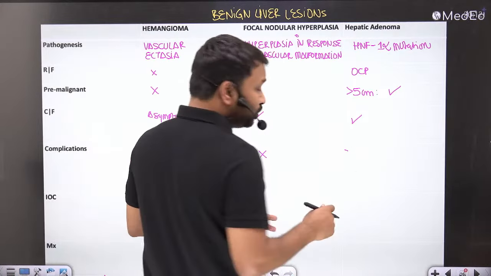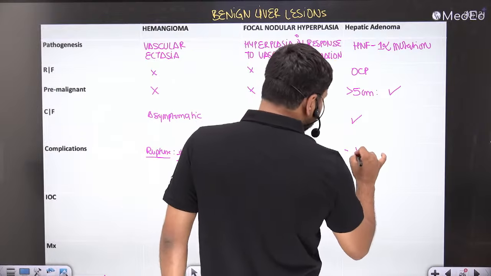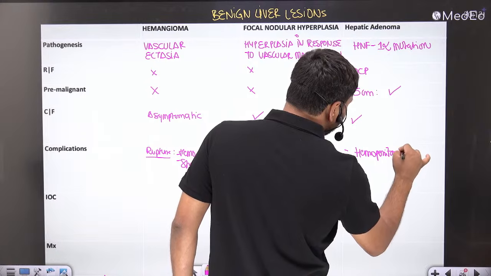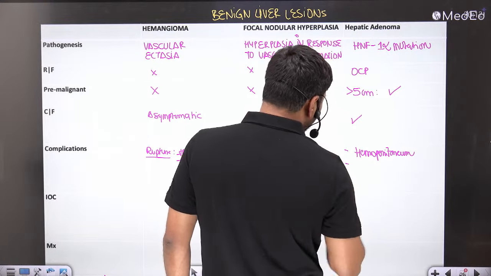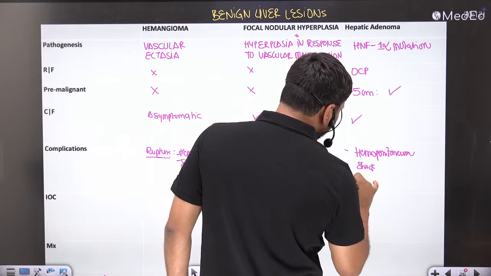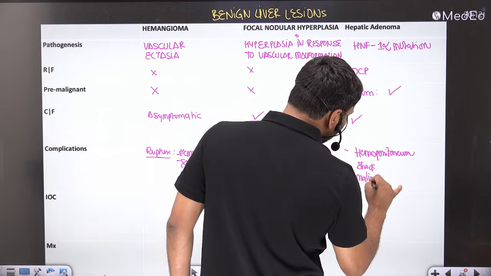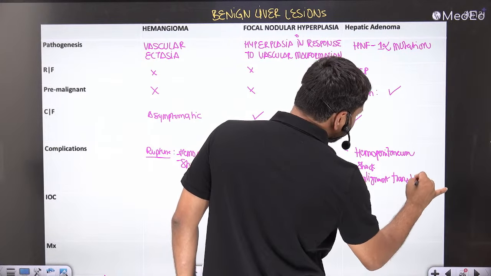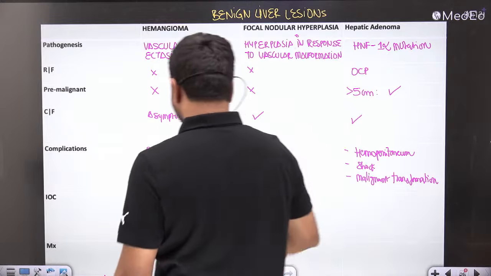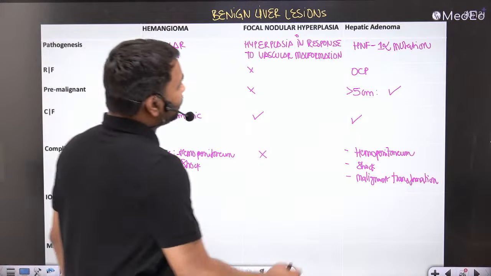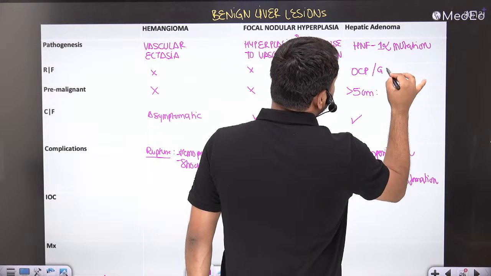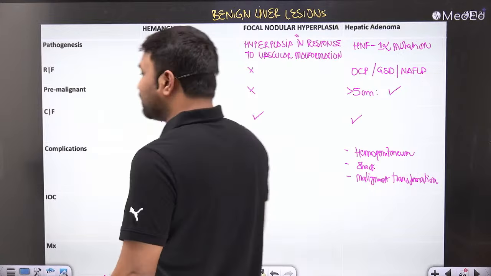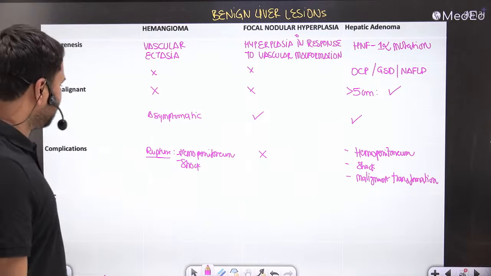Hepatic adenoma also is going to be extremely vascular, so this can also present with hemoperitoneum or shock. Worst case scenario, it can turn into a malignant lesion. So there is a malignant transformation that is going to happen here, right? Along with OCPs, hepatic adenoma is also associated with glycogen storage disease and non-alcoholic fatty liver disease.